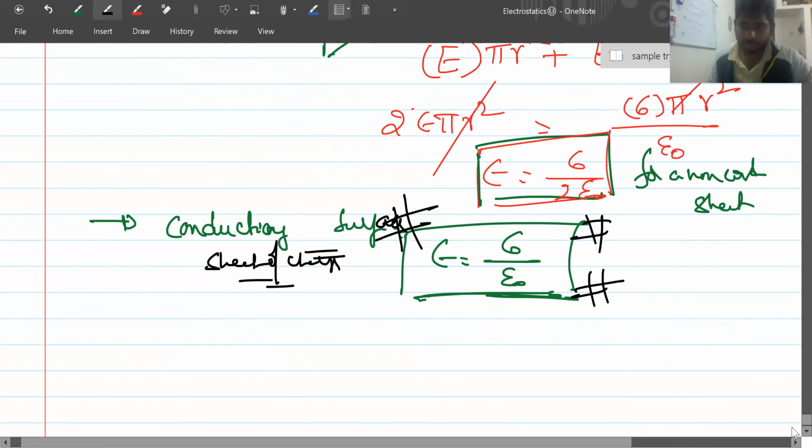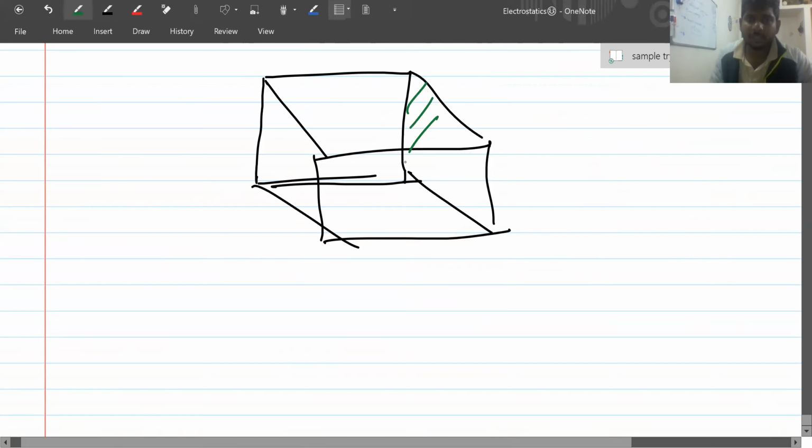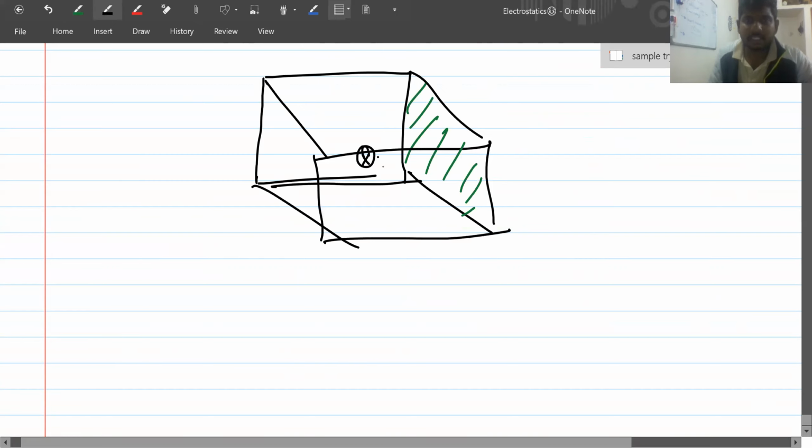Suppose, I'll take another question as an example. If a charge Q is placed at the center of a cube, what is the electric flux through one surface? You see here, if the charge is exactly at the center, the entire surface is uniform. This surface is at equal distance, and this surface is also at equal distance from the charge.